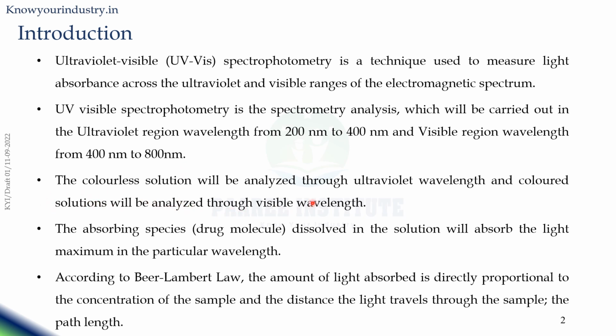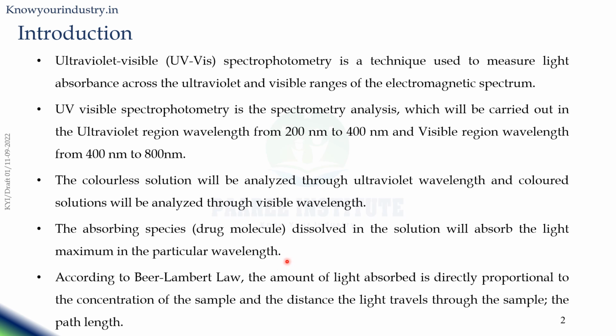So the colorless solution will be analyzed through the ultraviolet region of 200 to 400 nanometer and the colored solutions will be analyzed through the visible wavelength range of 400 to 800 nanometer. The absorbing species, or the drug molecule, or whatever the chemical dissolved in the solution, will absorb the light maximum in a particular wavelength. So it is a specific property. The absorption maximum at a particular wavelength is a specific property of the drug molecule. So that property is exploited in this particular method.